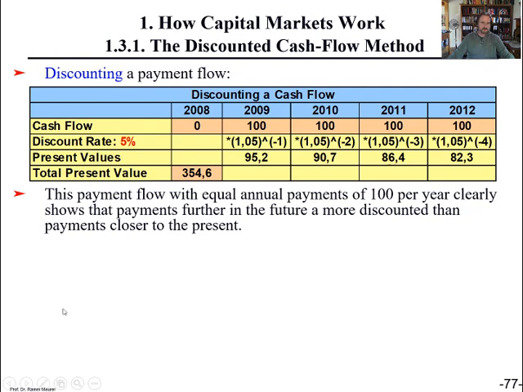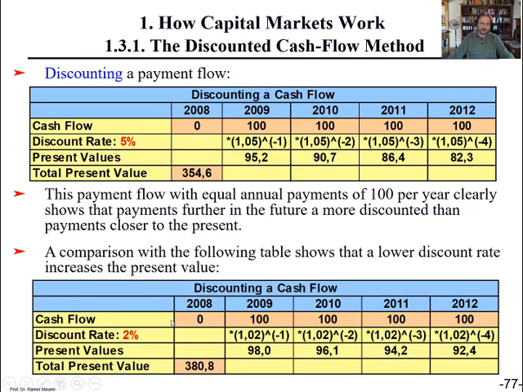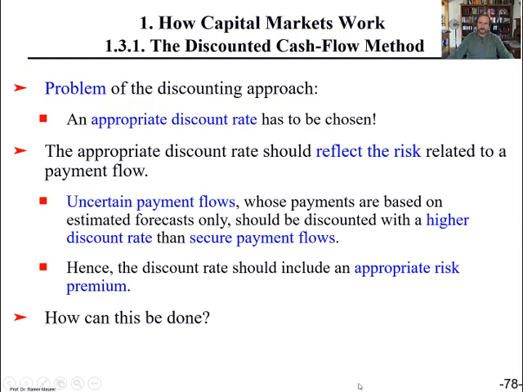A comparison with the following table shows that a lower discount rate increases the present value. Here, a discount rate of 2% is chosen instead of a discount rate of 5%, so the discount factor is now 1.02. And of course, since the discount factor is smaller, the resulting present value is accordingly higher: 380.8 instead of 354.6. The problem of the discounting approach is that we have to find an appropriate discount rate, because as we've just seen, the discount rate has a very strong impact on the resulting present value.